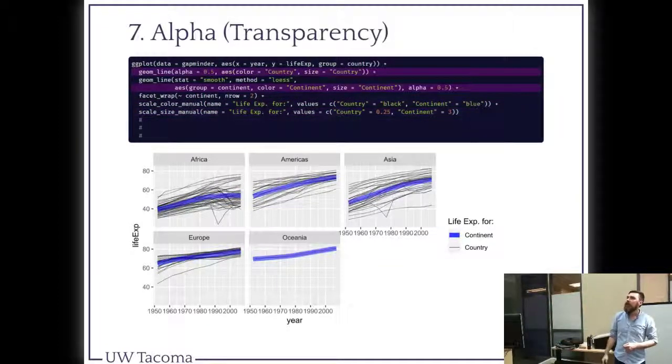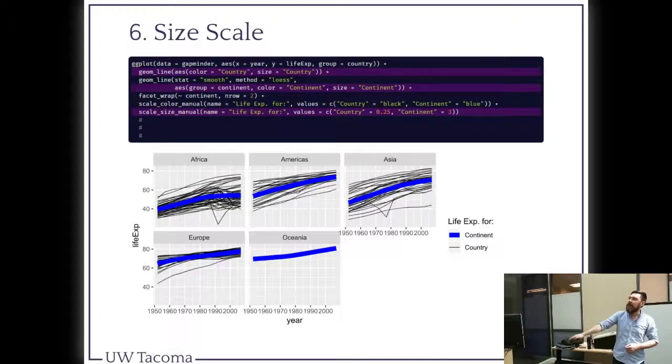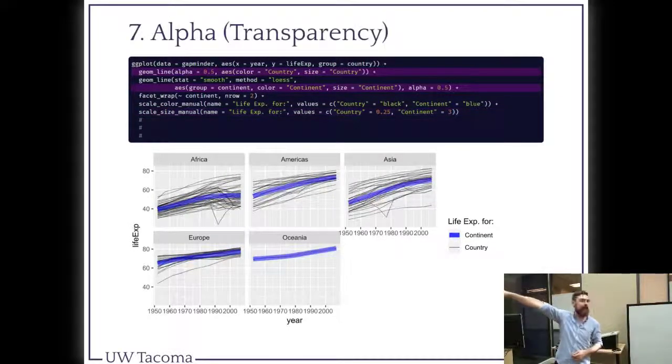Then I go up here and I set the transparency. So I did alpha equals 0.5 in both those arguments up there. All it did is make it so I can now see through these lines. Okay? If you have a lot of data plotted on top of each other, sometimes just a little bit of transparency will make it look a lot better.